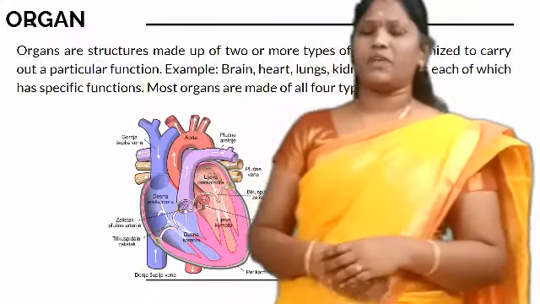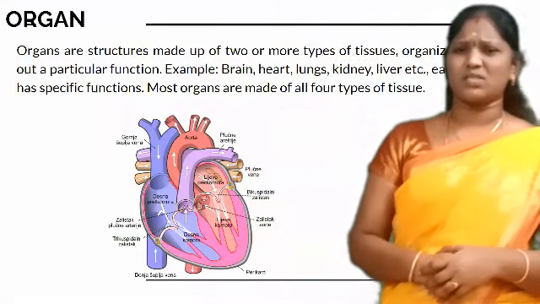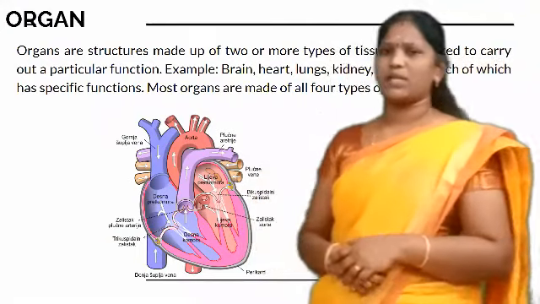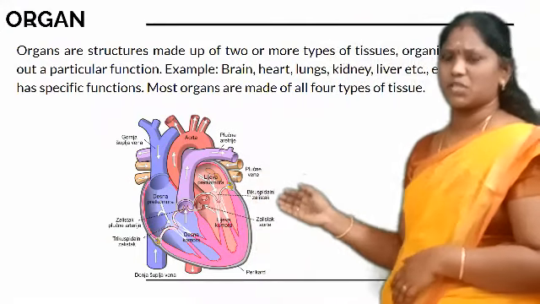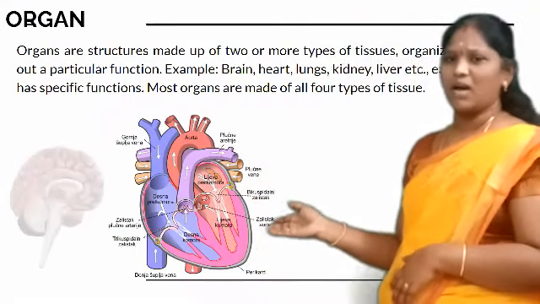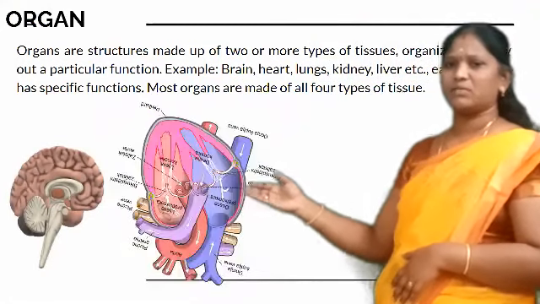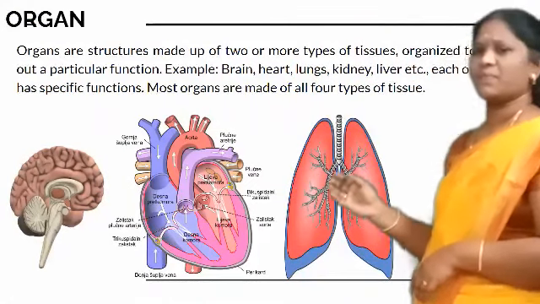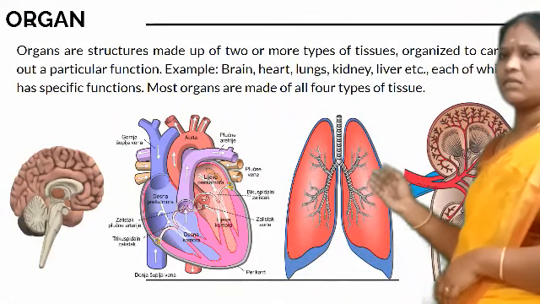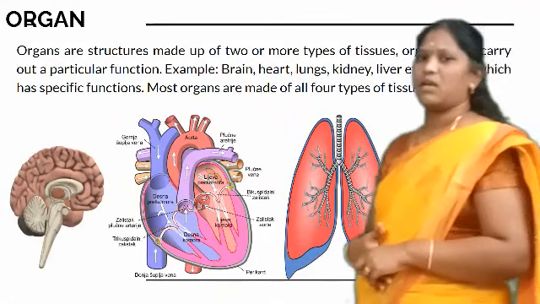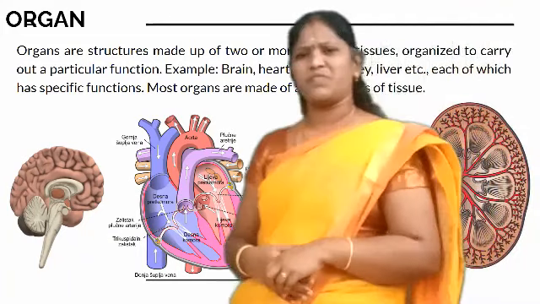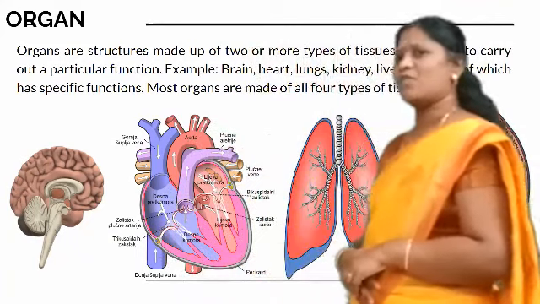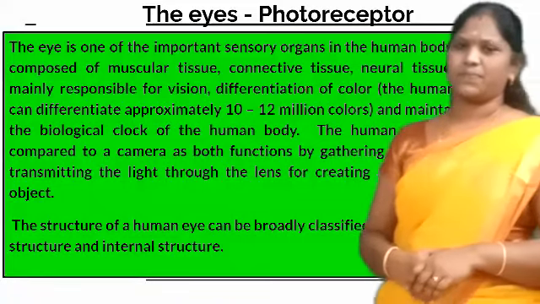Organs. Organs are structures made up of 2 or more types of tissues organized to carry out a particular function. Examples are the heart, brain, lungs, kidney, liver, etc. Each of them has specific functions. Most organs are made up of 4 types of tissues.